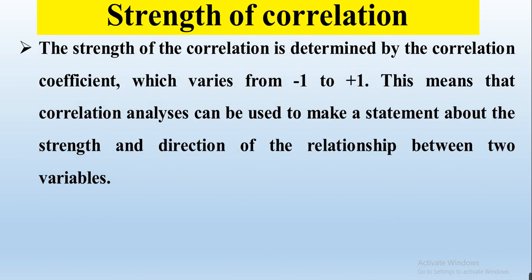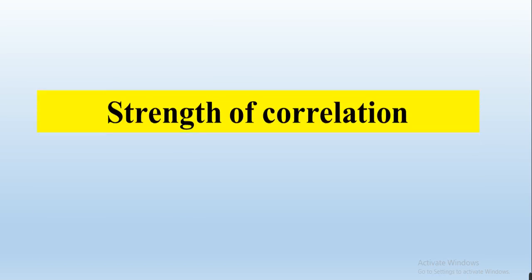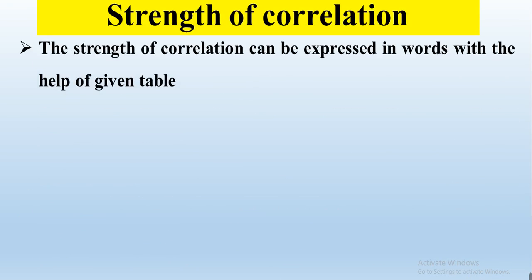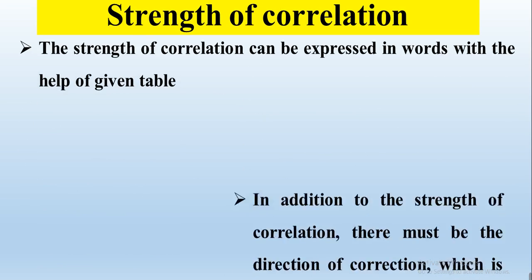The strength of the correlation is determined by the correlation coefficient, which varies from -1 to +1. This means that correlation analysis can be used to make a statement about the strength and direction of the relationship between the two variables. The strength of correlation can be expressed in words with the help of the given table.